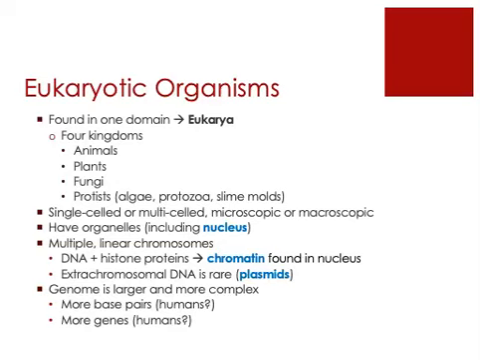As we said a minute ago, eukaryotic organisms have a much larger and more complex genome. They have more base pairs and they have more genes. Remember, we said humans have 3 billion base pairs in their genome and somewhere in the area of 30,000 different genes.